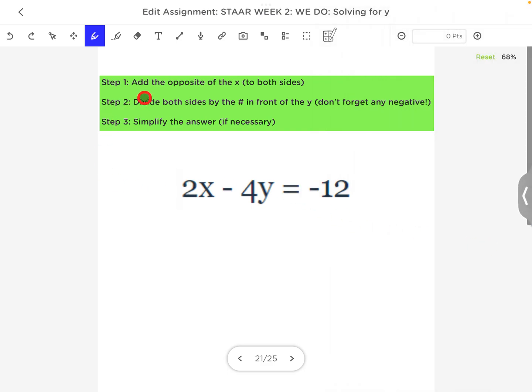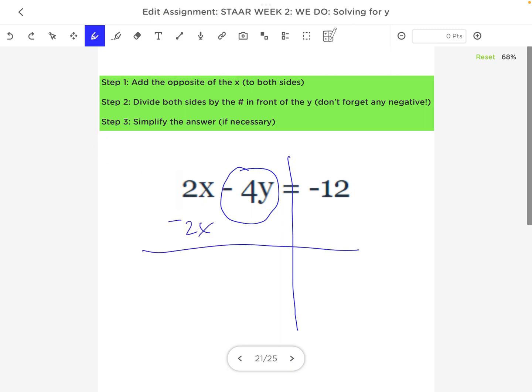So first step, we're going to add the opposite of the x to both sides. If we notice right over here, we've got x and y on one side. So I like to draw a line down the middle just to make sure that we have both sides separated. I also like to circle that y value so I don't forget a negative if there's a negative, or I recognize if there's a plus there. So the first thing it says, add the opposite of the x to both sides. The opposite of this 2x, and of course that's a positive 2x, is negative 2x.